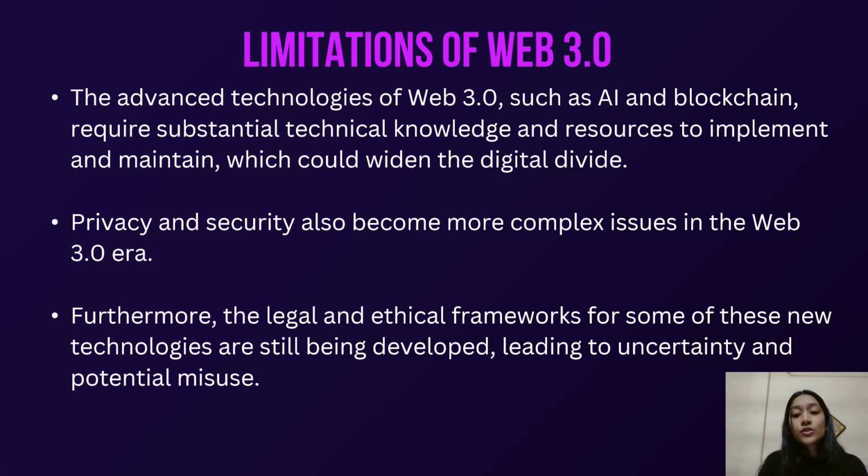Privacy and security also became a more complex issue in the Web 3.0 era because, on the one hand, blockchain is providing security, and on the other hand, AI, for providing a more personalized experience, was gathering information about users, their browsing history, and much more, which hinders their privacy. Furthermore, the legal and ethical frameworks for some of these new technologies are still being developed, which leads to uncertainty and potential misuse.